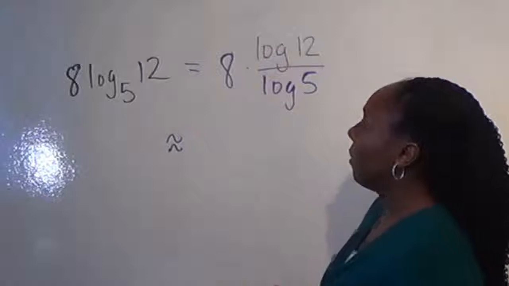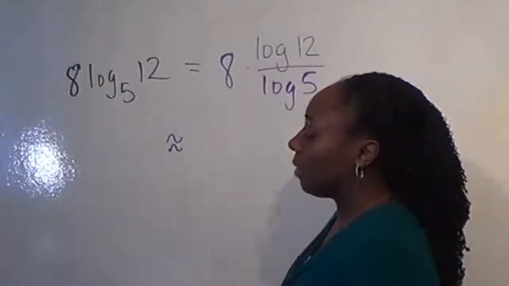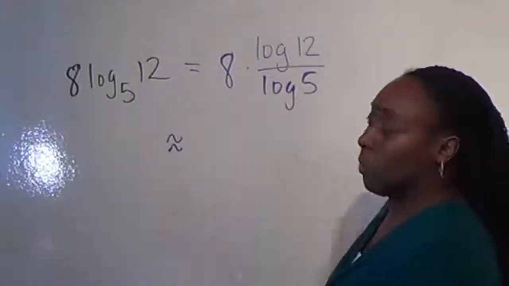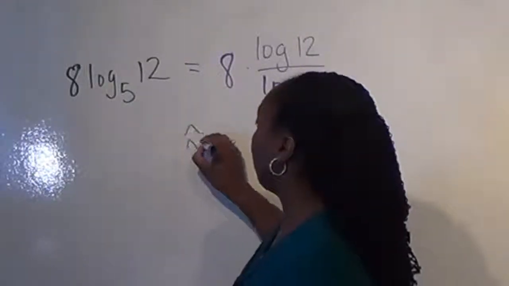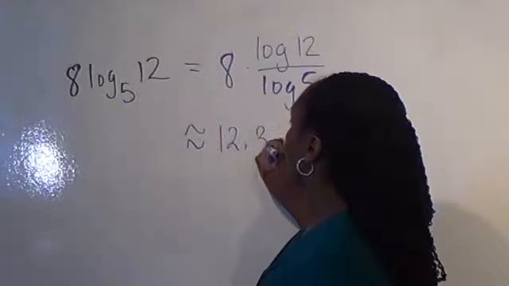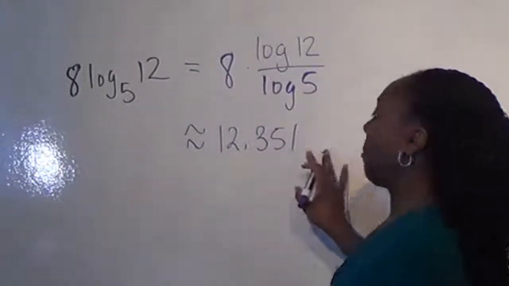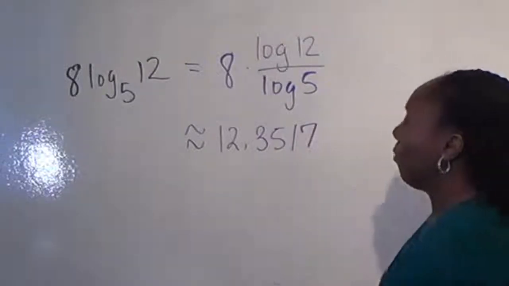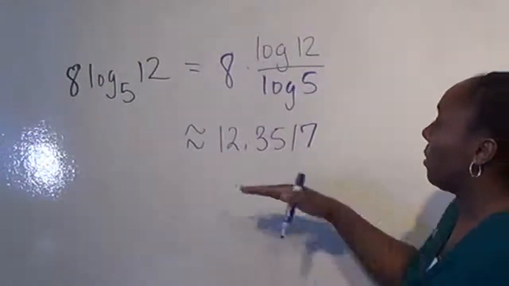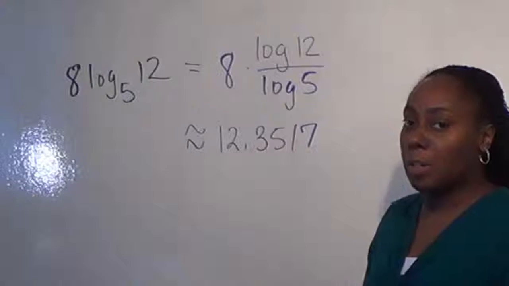Okay, from there, we're going to go ahead and plug into the calculator. Again, I need logs on both of those. Okay, so when we plug into the calculator, we get about 351.658 or something like that. So we'll round to the 4 decimal places. So there would be our approximation.